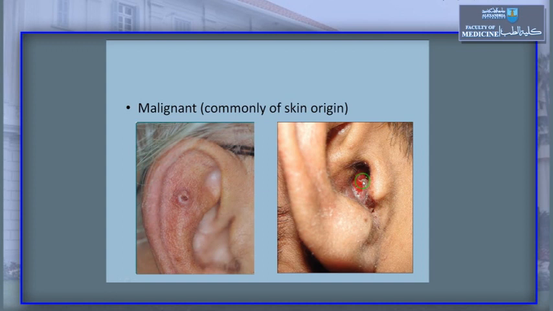It can develop in the auricle or external auditory canal, and this can invade the bone of the skull base, and it can spread to the parotid and to the facial nerve. It can send lymphatic metastasis, and late it can send blood secondaries.